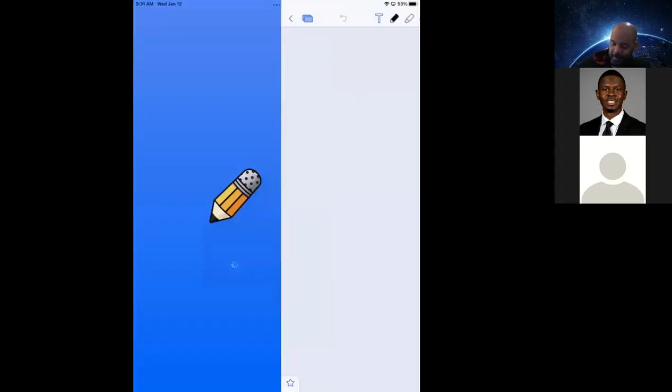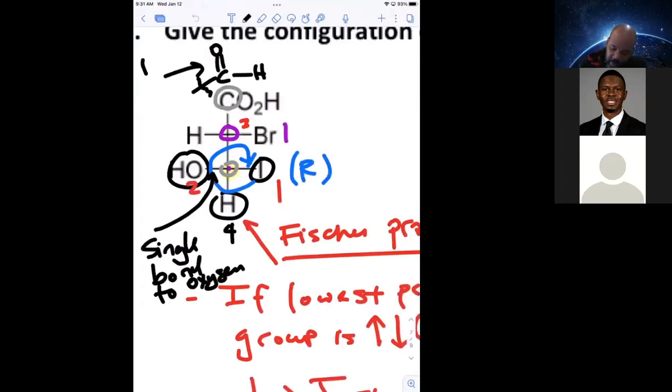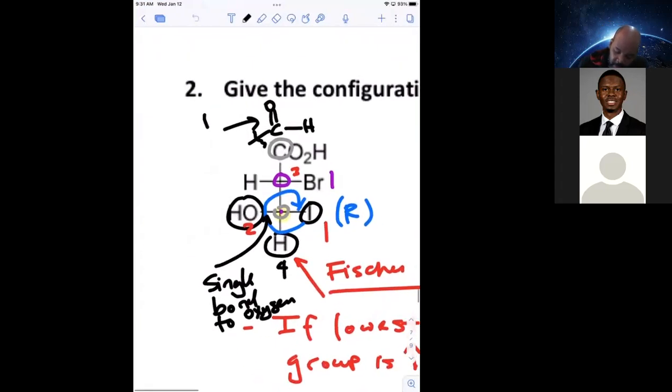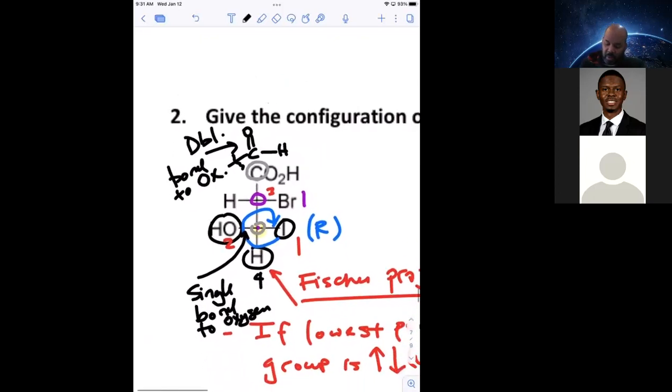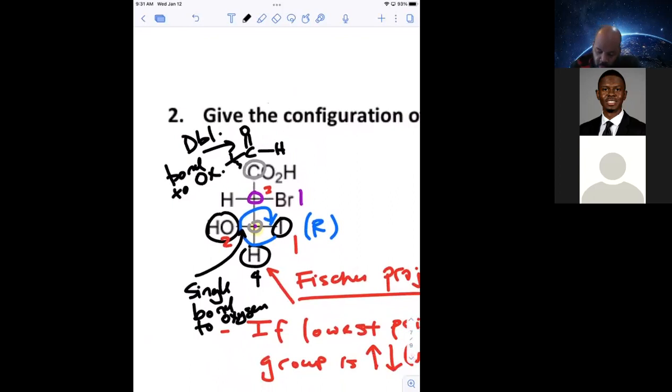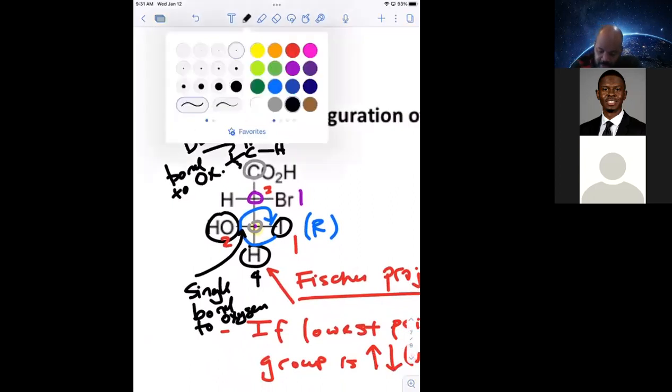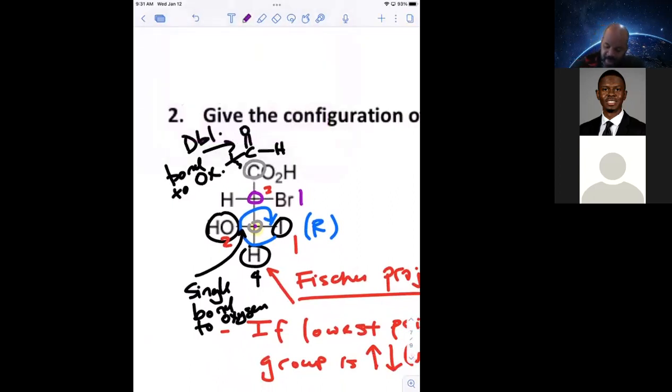Sorry. All right. So that top group has a double bond oxygen, so it's going to be higher in priority. All right. So we said bromine is 1. And then we're saying that the carboxylic acid is going to be 2. And that makes that bottom carbon 3. Is that right?